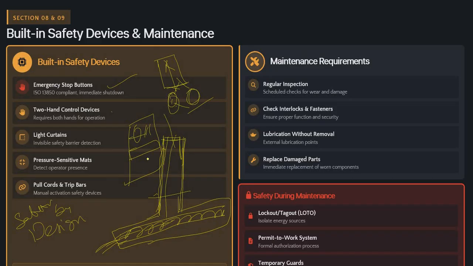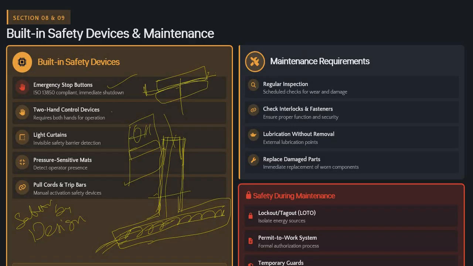And pull cord rope and trip bars. Suppose there is a rolling machine with two rollers, and I am feeding this. Suppose it gets entangled. Then there is a pull cord or a trip bar. If something contacts this, my body, my hand or something, the machine gets stopped. So this is about pull cords or trip bars. This relates to built-in safety devices. Always consider this as safety by design.